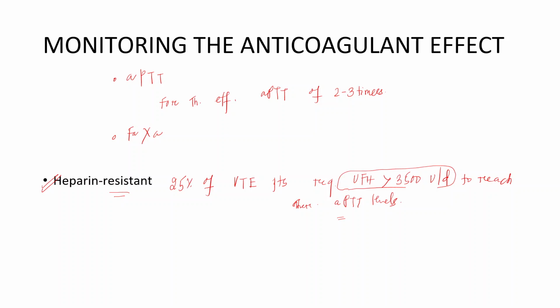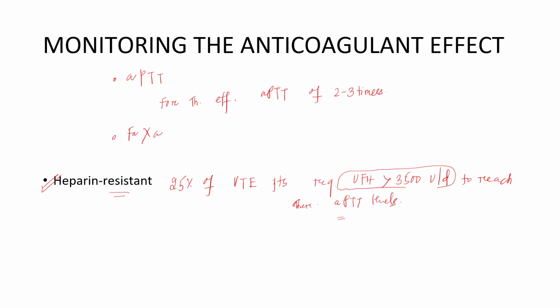So how do we use heparin? Heparin, we have to start as a continuous IV infusion. Then you have to send your APTT levels at regular intervals, and you have to check whether the APTT is getting prolonged or not. If it is not getting prolonged, then you have to increase the infusion rate, and like that you have to monitor till you are getting an APTT level of 2 to 3 times normal.